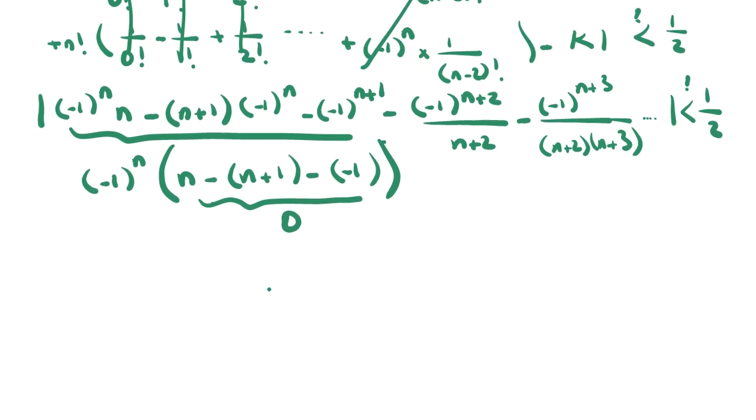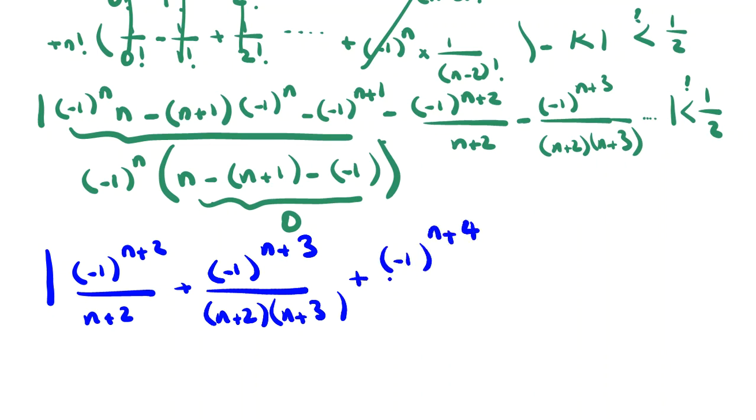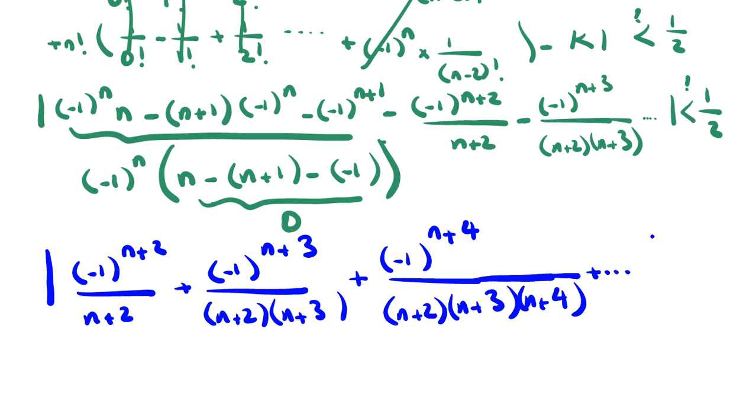And now the problem is equivalent. Let me write this with blue. The problem is equivalent, because it's absolute value, I can consider all of them as plus. Negative 1 to the power of n plus 2 over n plus 2, plus negative 1 to the power of n plus 3 over n plus 2 times n plus 3, plus negative 1 to the power of n plus 4 over n plus 2, n plus 3, n plus 4, and so on. Why is the absolute value of the sum of these terms less than half?